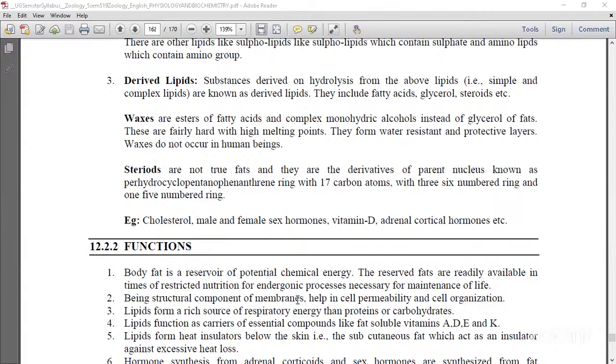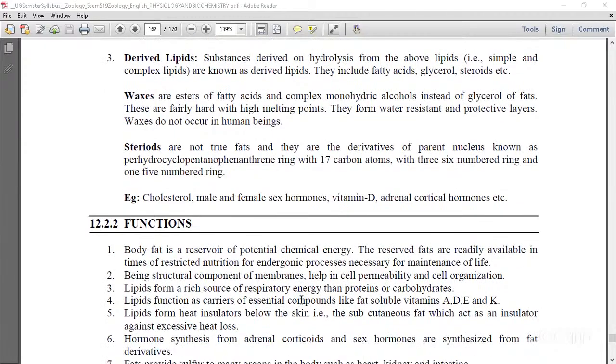which is necessary for the maintenance of life, and that is provided by the body fat. Fat is also a structural component of the membranes that helps in permeability and cellular organization. Lipids form a richer source of respiratory energy than the proteins and the carbohydrates. Lipids also function as carriers of essential compounds like the fat soluble vitamins A, D, E, K.